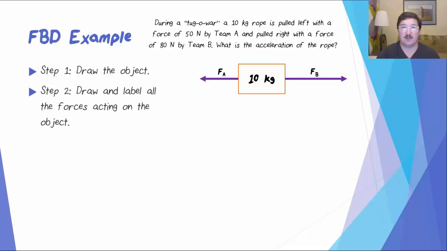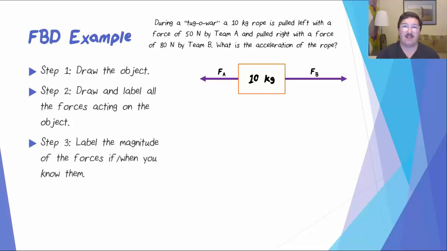Sometimes they have specific subscripts that we will always use. Other times you can make up your own. In this case, A and B. Step 3 is to label the magnitude of the forces if and when we know them. In this case, we know what both forces are from the very beginning, 50 newtons and 80 newtons. Other times, you'll calculate one of these forces as some future step of a problem, and when you do, you should add that magnitude to your diagram.